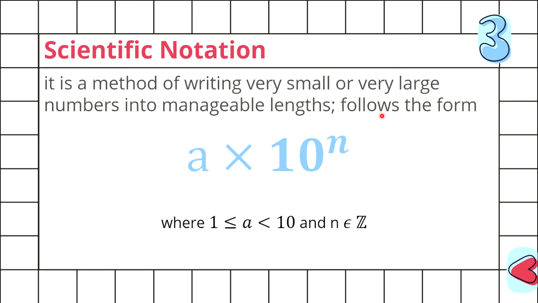We have here the form a times 10 raised to n, where a is greater than or equal to 1 but less than 10, and n should be an element of the integers.